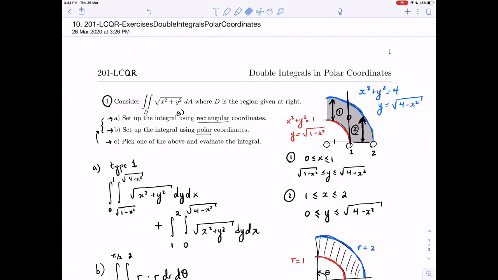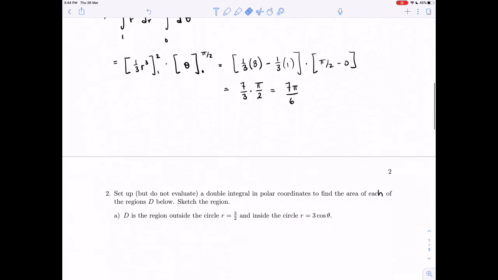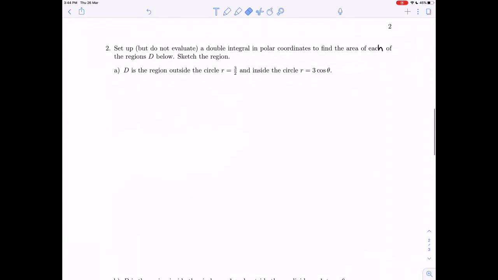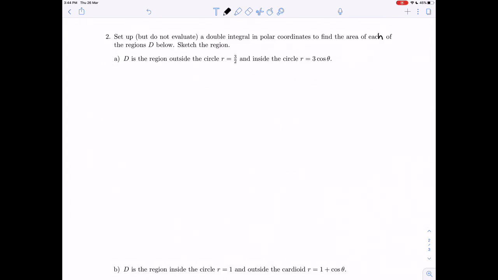In this video, we're going to do the second exercise of this worksheet, double integrals in polar coordinates. So let's scroll down to the second exercise here. This exercise is asking us, question 2, to set up but do not evaluate a double integral in polar coordinates to find the area of each of the regions D below. And we're not given a picture, we're asked to sketch the region.